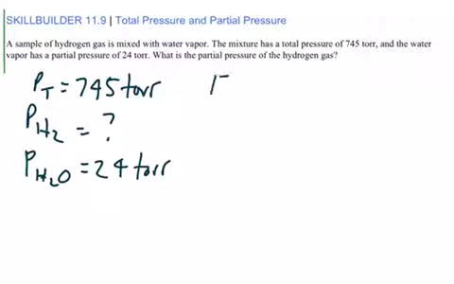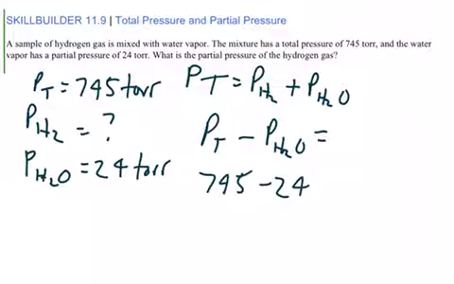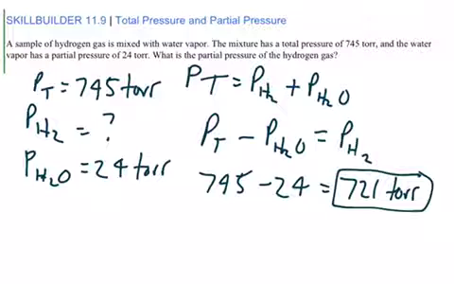So again, the total is equal to the hydrogen and water vapor combined. If we subtract from the total pressure, which is 745, the partial pressure of the water vapor, which is 24 torrs, I'll put the units in at the end, you'll get the partial pressure of hydrogen over here. And you're going to notice after you subtract, you get 721. They're both in torrs, so your answer comes out in torrs. So that one's pretty straightforward too. Okay?